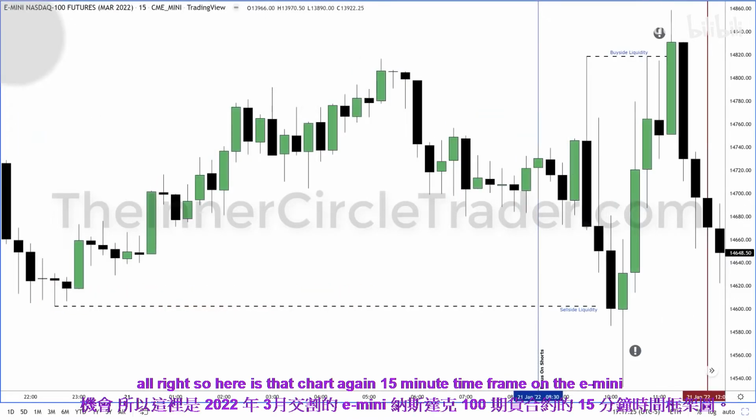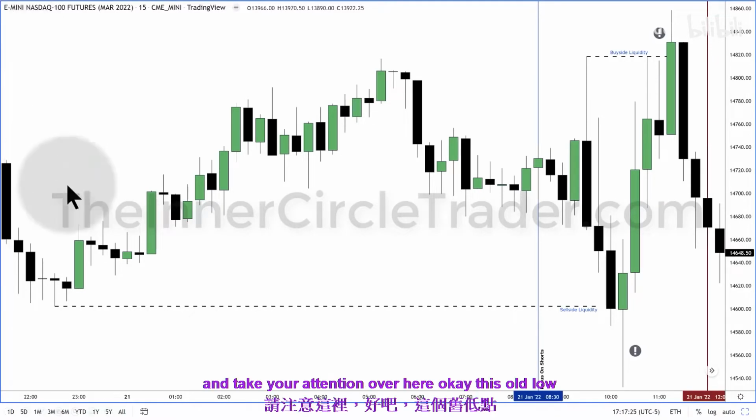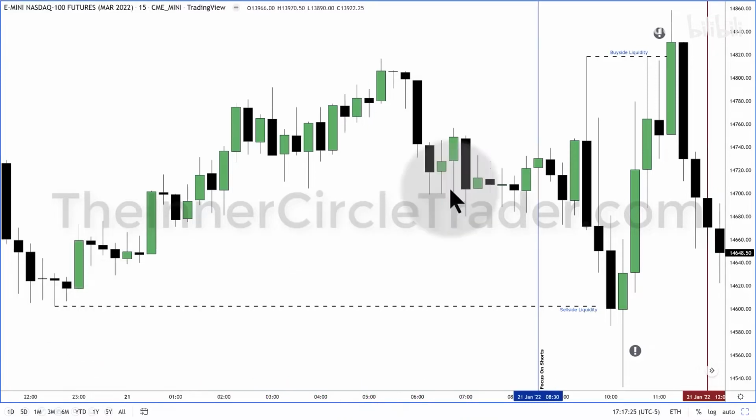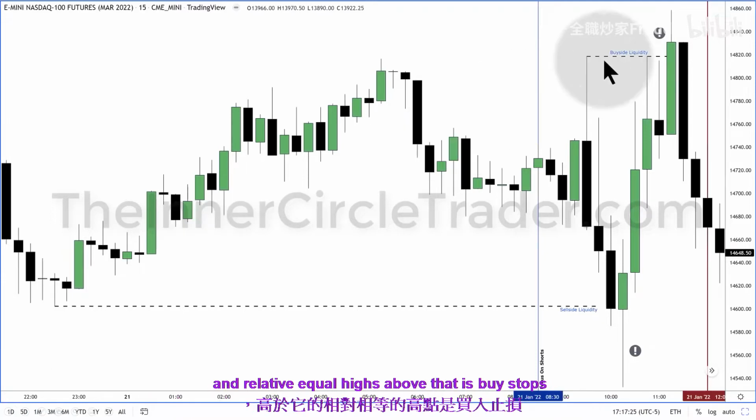All right, so here is that chart. Again, 15-minute time frame on the E-mini NASDAQ 100 futures contract for March delivery 2022. And take your attention over here. This old low and these relative equal highs. See that? Old low, below that is sell stops, and relative equal highs above that is buy stops.